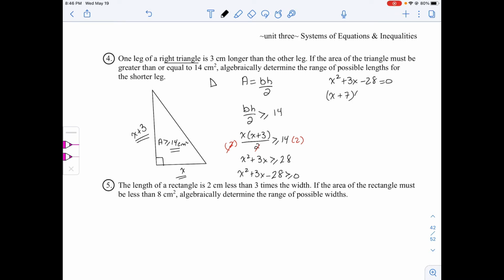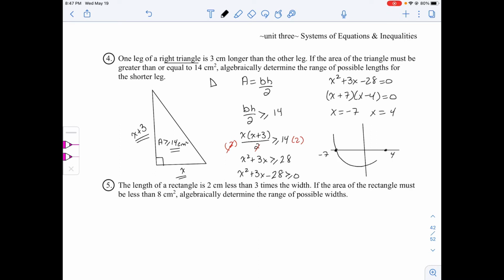And we get x plus 7 times x minus 4 is equal to 0. So x would be equal to negative 7 and x would be equal to 4. So this is a quadratic, and if I just do a quick sketch of this, here would be my negative 7, and here would be our 4.